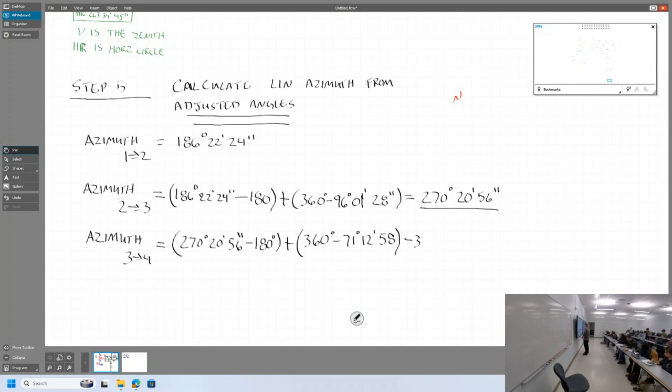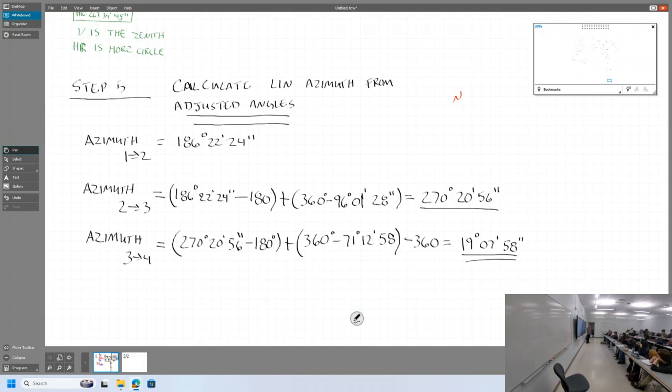Again, we can put that here. Get 19 degrees, 7 minutes, 58 seconds. But again, if I'm physically setting on 3, right? Physically set up on 3 here. I backsighted 2, and now I'm going to 4. Does it graphically represent what I'm doing?